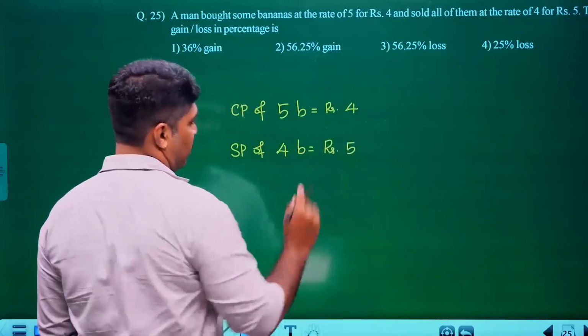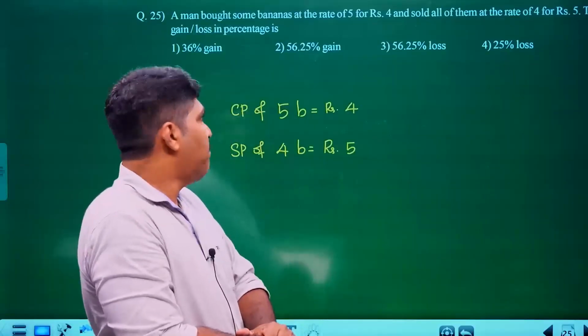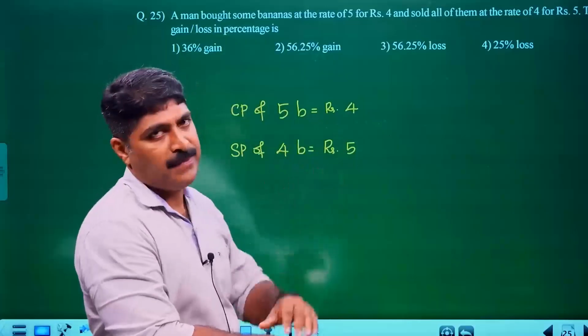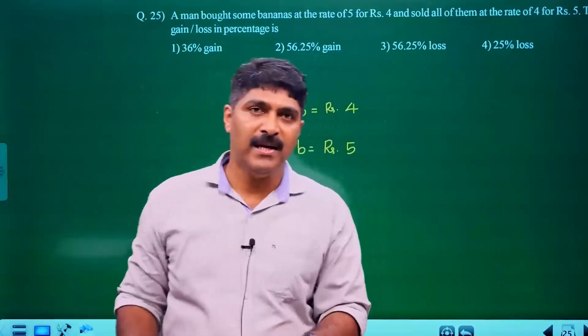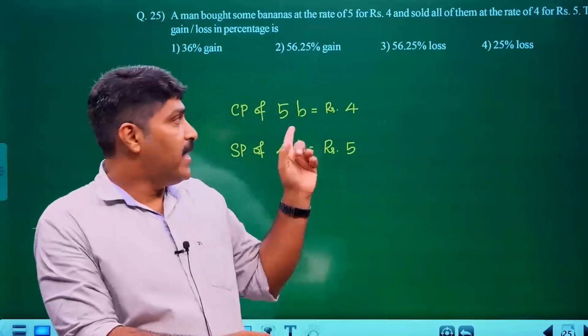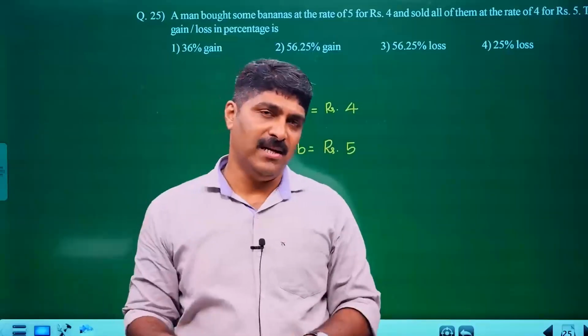So this is the situation. What it means is, it's a rate. He purchased a certain number of bananas at this rate. Never misinterpret that he actually purchased an exact number of 5 bananas as per the given rate and sold exactly 4 among them at the given rate. That's not the meaning of the statement. He purchased a certain number of bananas.